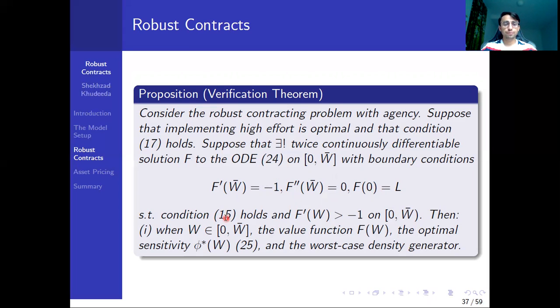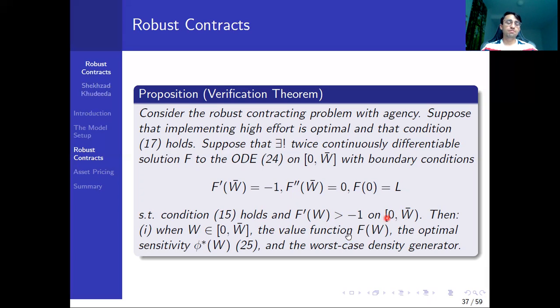It's important to set up boundary conditions such that condition 50, a second order condition, also holds. F prime of W is bigger than -1, which is the marginal cost. Then we have two cases again.